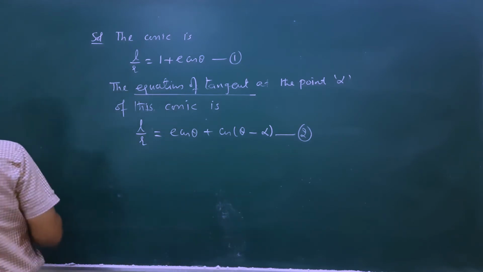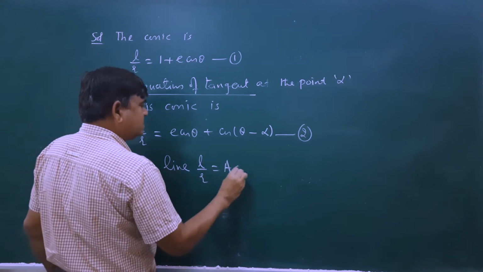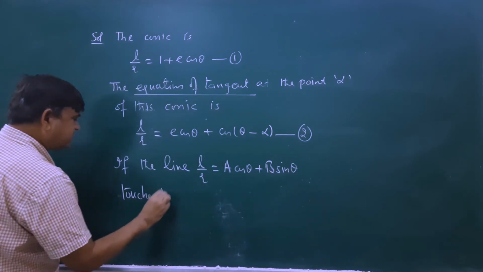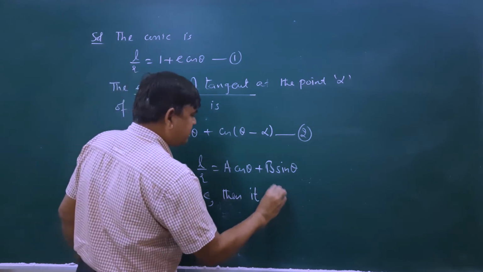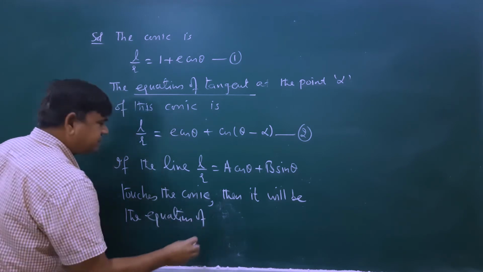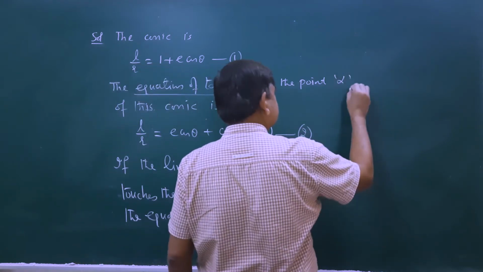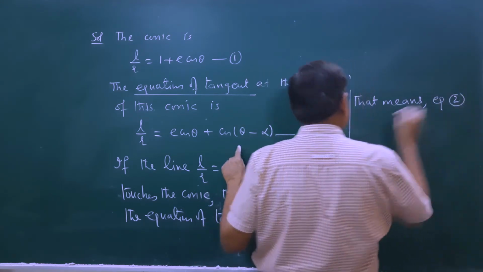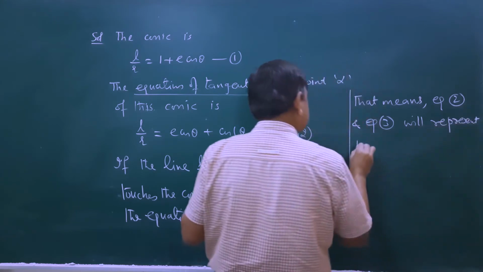If the line L upon R equals A cos theta plus B sin theta touches the conic, then it will be the equation of tangent. That means equation 2 and equation 3 will represent the same line.